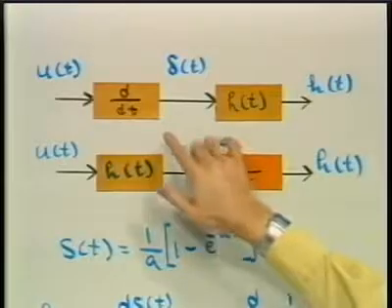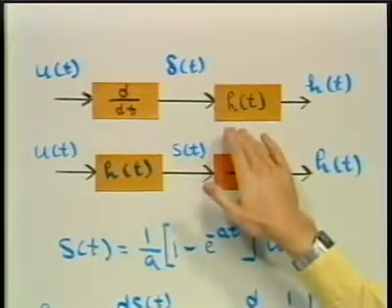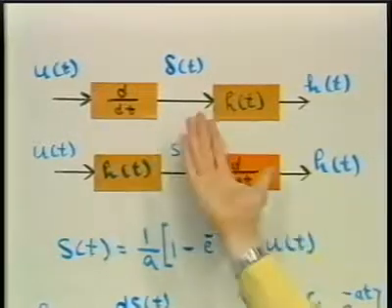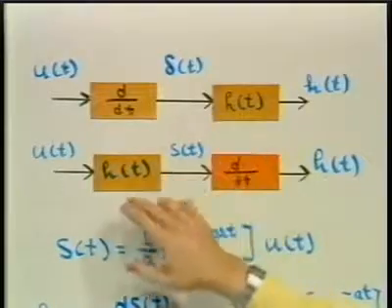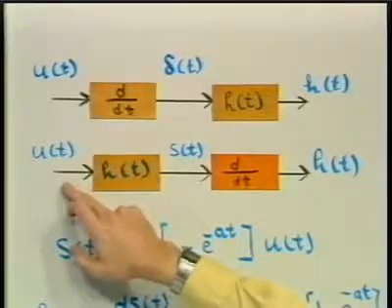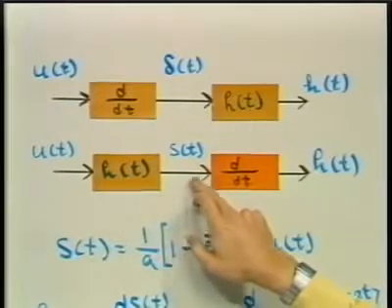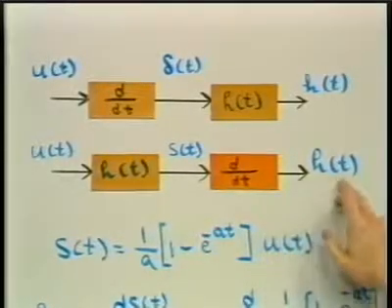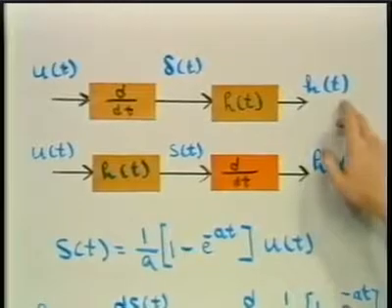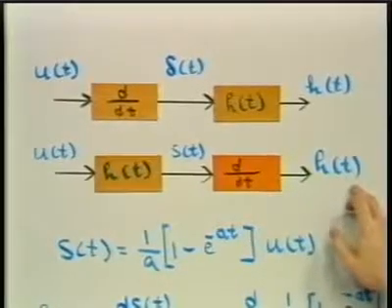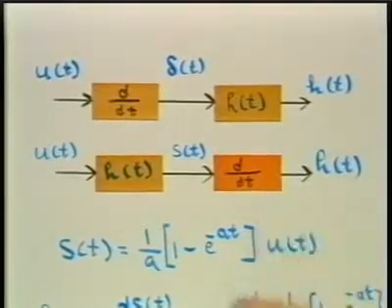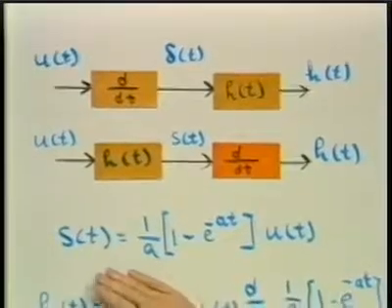Well, just using the fact that these are both linear time invariant systems and they can be cascaded in either order, then means that if we have the step response to our system, and that goes through the differentiator, what must come out again is the impulse response. So differentiating the step response, we get the impulse response.